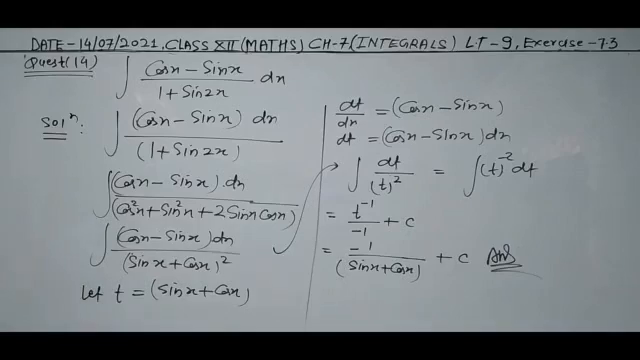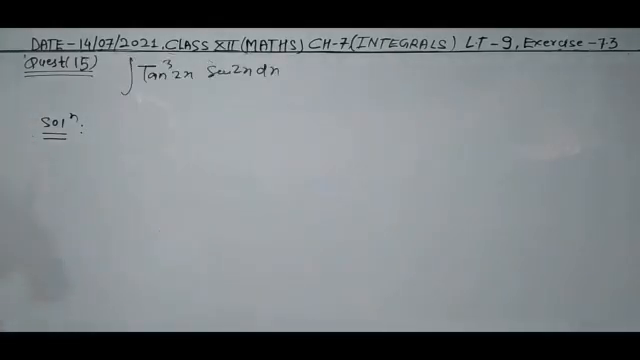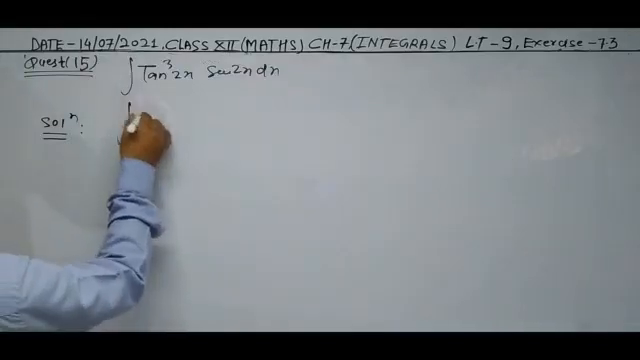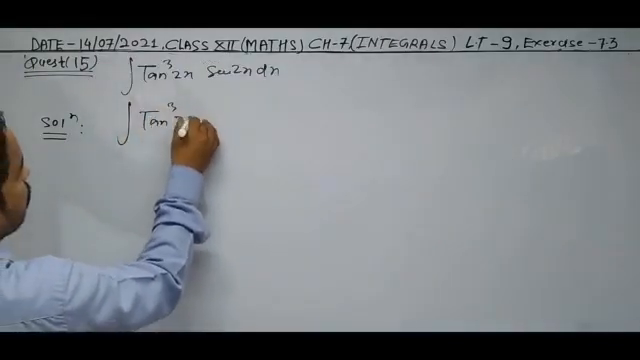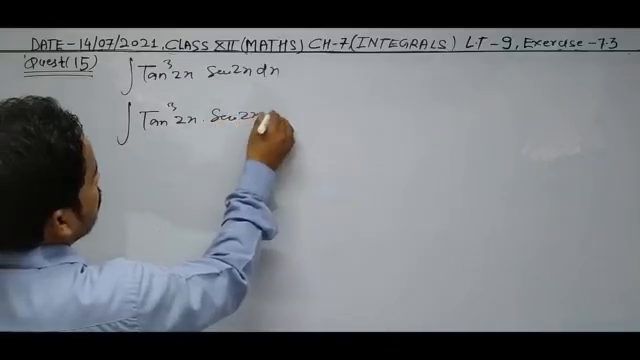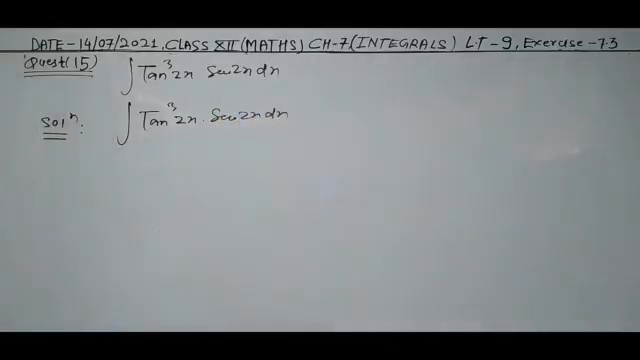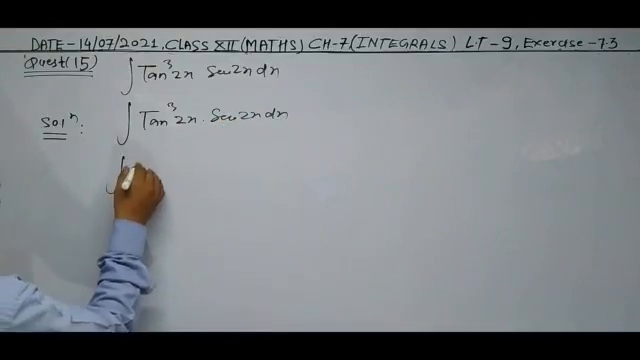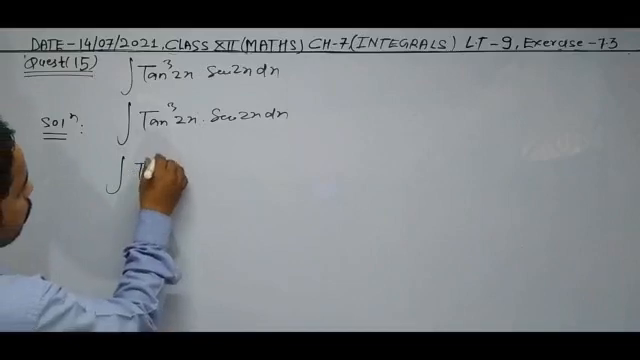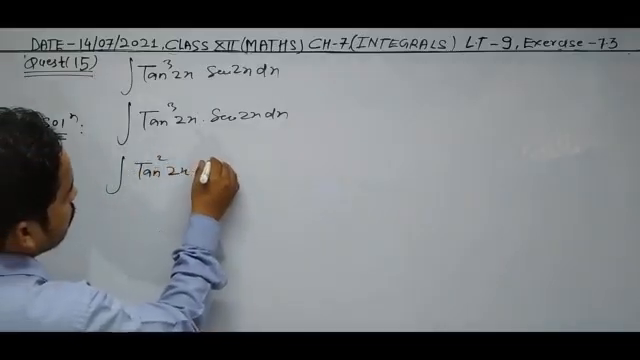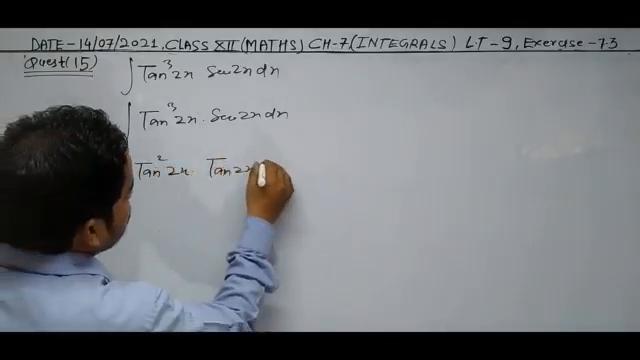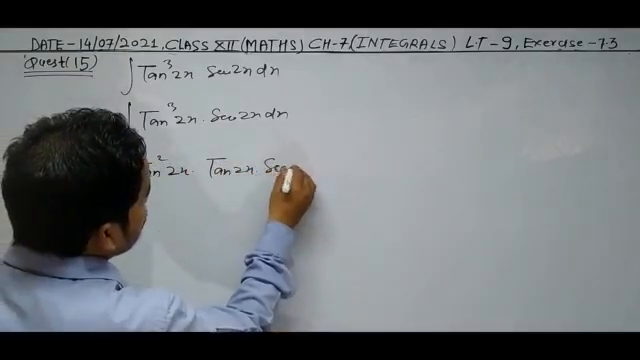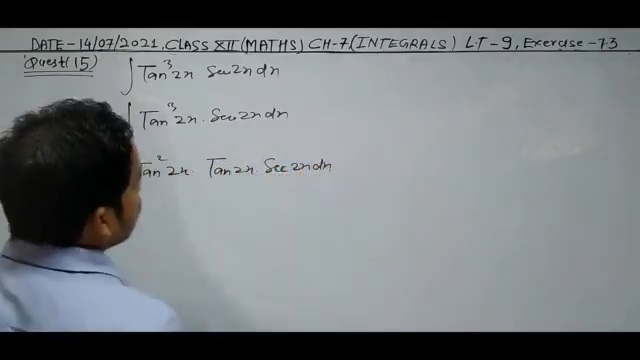Now come to question number 15. Question number 15 is the integration of tan cube 2x into sec 2x dx. Now you can change this expression: the integration of tan square 2x into tan 2x into sec 2x dx.